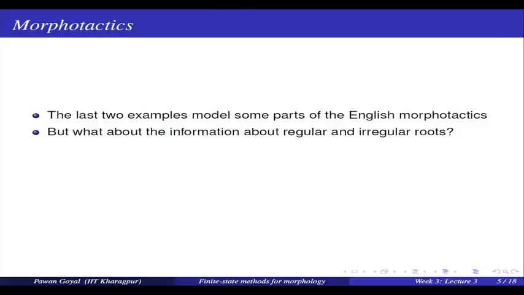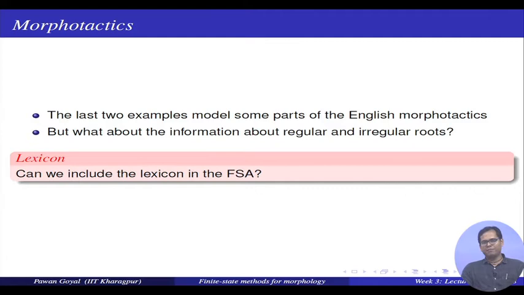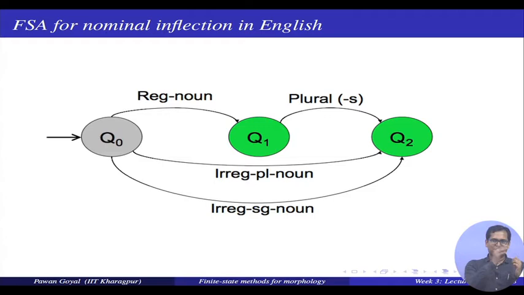But what do I do about regular and irregular roots in English? How do I capture that information in this automaton? So can we include the lexicon also in my automaton? That's what we will see. If I also want to include words like car, cars, bag, everything inside my automaton, how do I do that? This is what we have seen. From Q0, I take all the regular nouns to Q1. All the irregular nouns directly go to Q2.